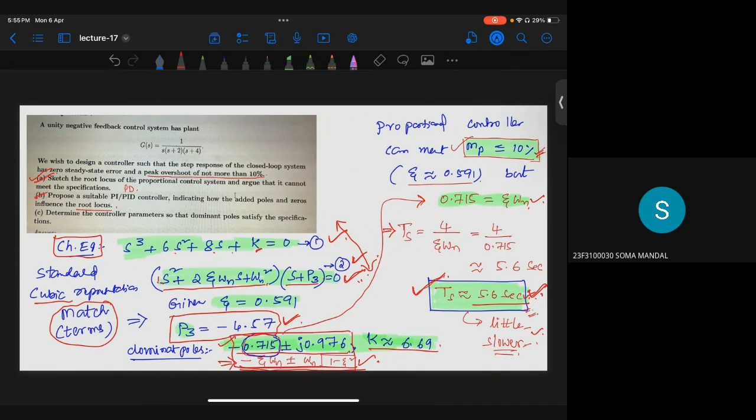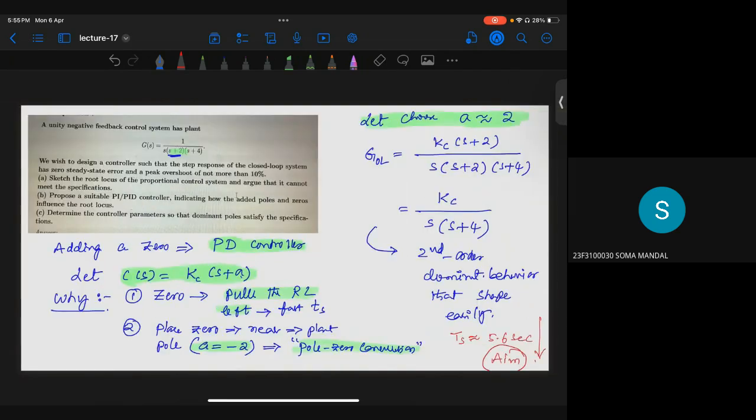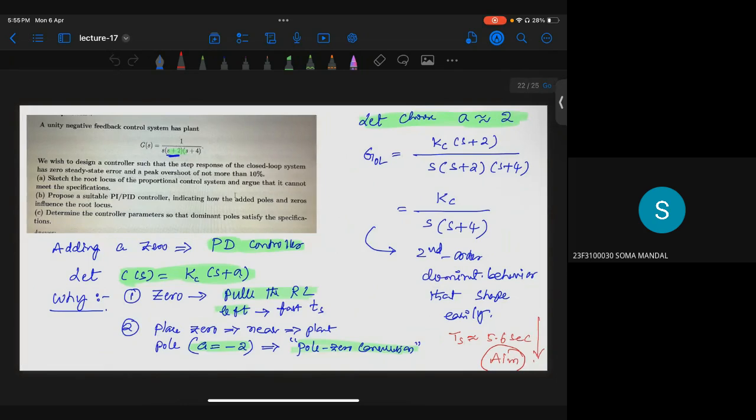Now because of that we are going for question B. What is question B? What is the other controller you will propose? Here we try to propose this PD controller. Basically, in a PD controller, we take C of S like this. What does it mean? Here we're adding a zero at minus A. In a PD controller, we always add a zero.